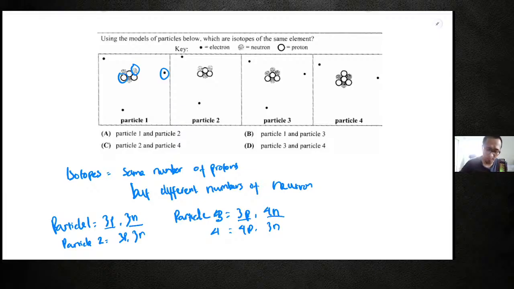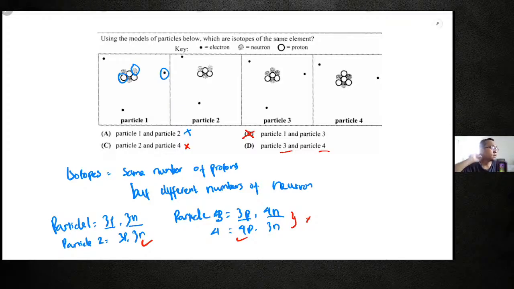Particle 1 and particle 2: this is incorrect. Particle 2 and 4: this one with this one is incorrect as well. And how about D? Particle 3 and 4: both also incorrect. So the correct answer is B. The correct answer is B.